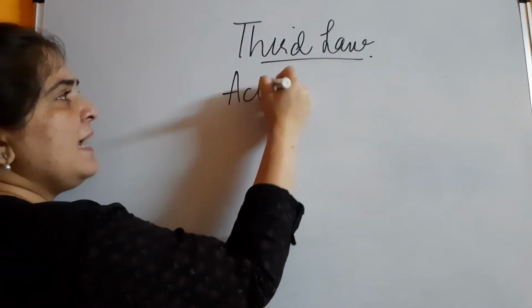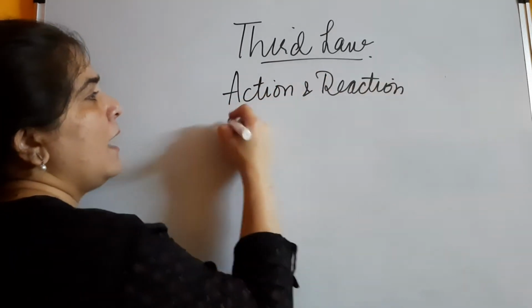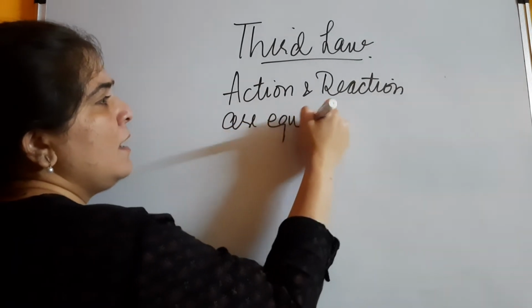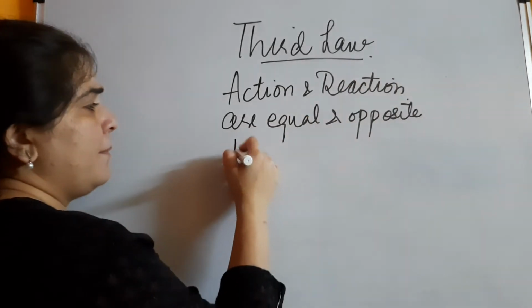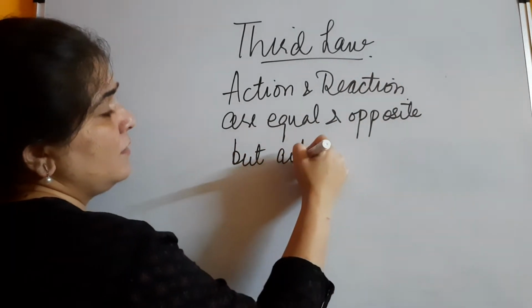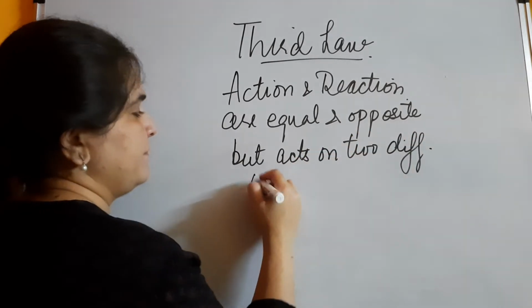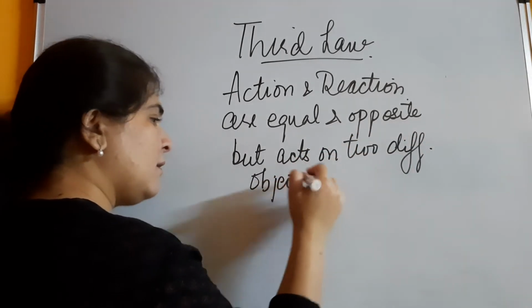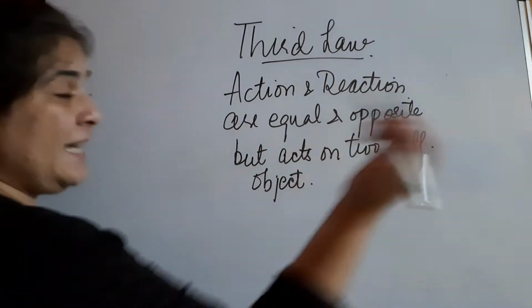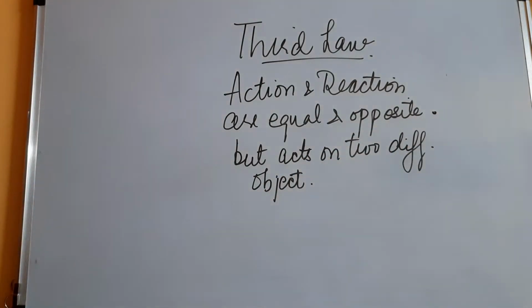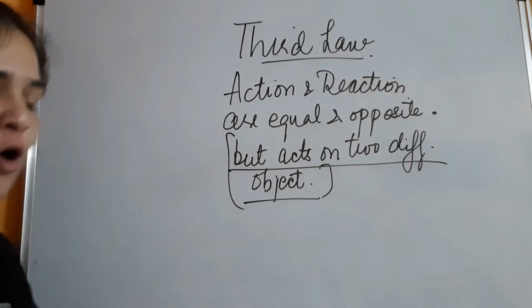The statement says that action and reaction are equal and opposite, but act on two different objects. Okay, so I'm quite sure that most of you must be remembering this statement till here, that action and reaction are equal and opposite, but this is the most important part of this statement: but acts on two different objects.